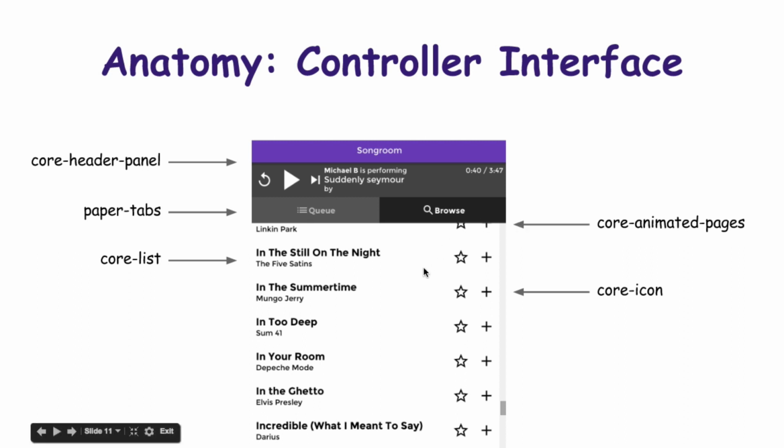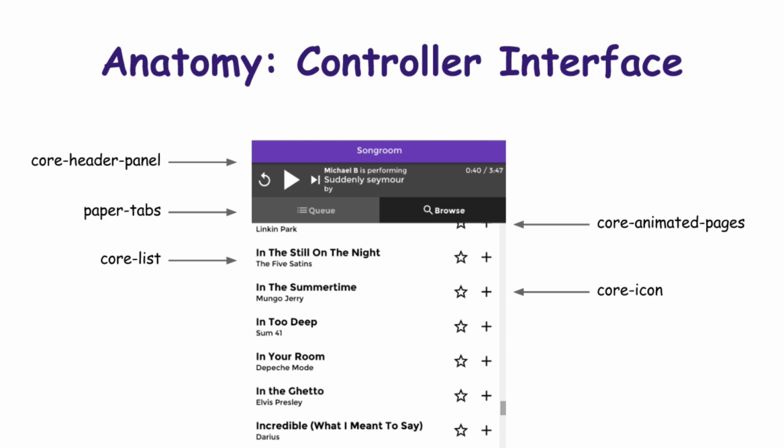And then you have core animated pages that's applied here on this container. And that's what has a nice sliding animation between the queue and the browse. So that's also built just using a built-in Polymer element.